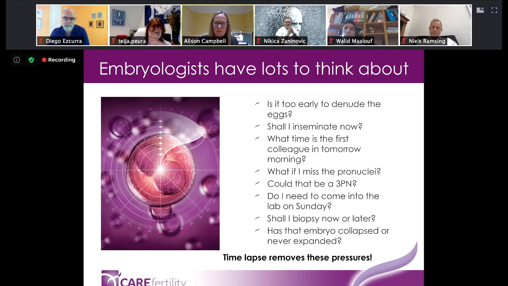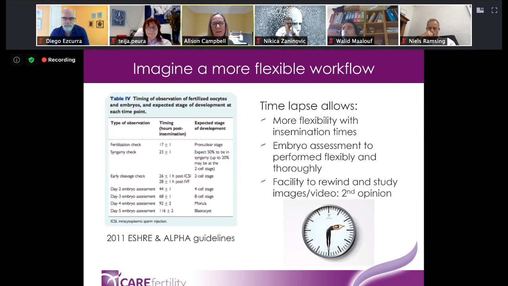We don't know unless we have time-lapse and we can look at the videos and look at the embryo now, unless we are prepared to disturb them from their culture, and we don't really want to do that either. So introducing time-lapse removes all of these pressures, and it gives a huge amount of flexibility and improves workflow significantly.